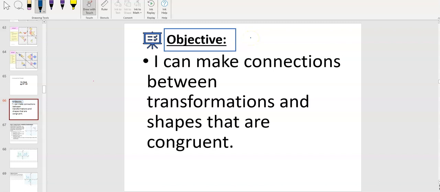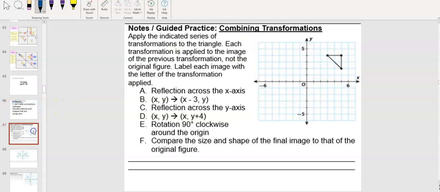All right, ready. Welcome, ladies and gentlemen. We are on our last lesson for topic 9 before we move into topic 10, 9.5. We are looking at making connections between transformations and shapes that are congruent. So we're going to be using our rules and different transformations to figure out how do I get from one congruent shape to the other.